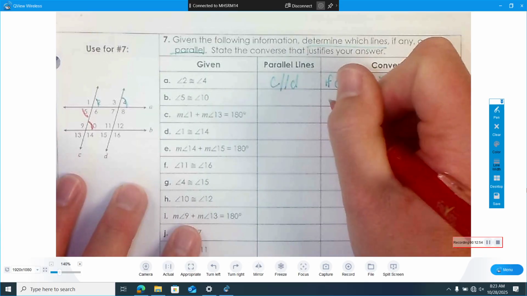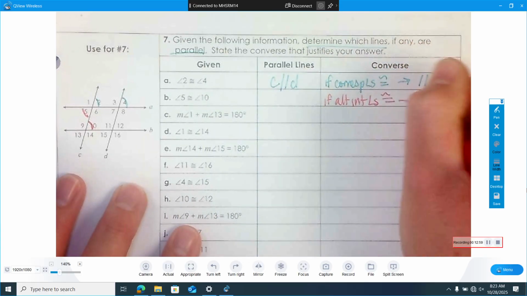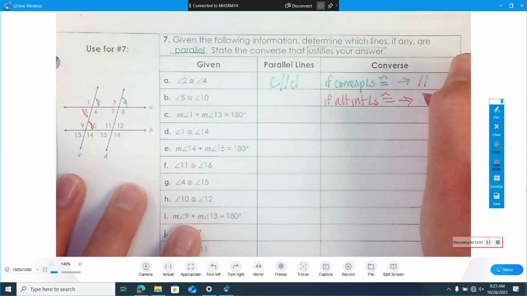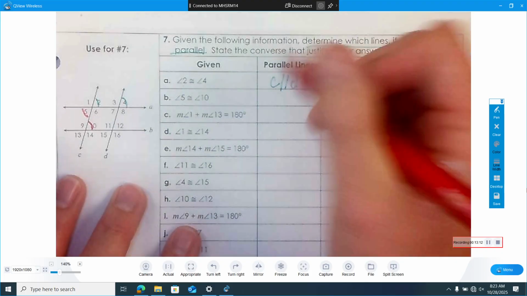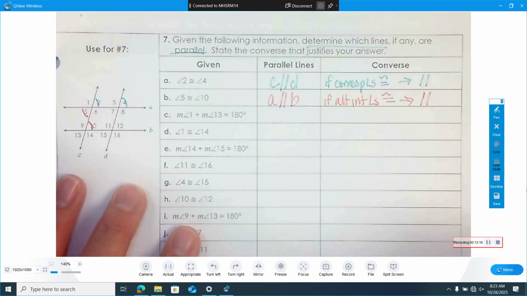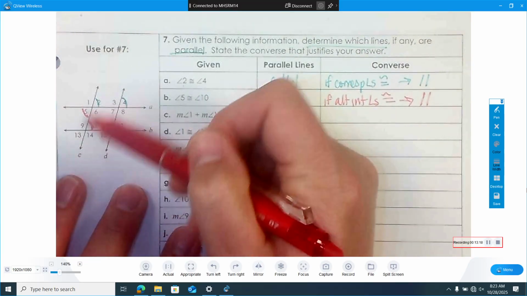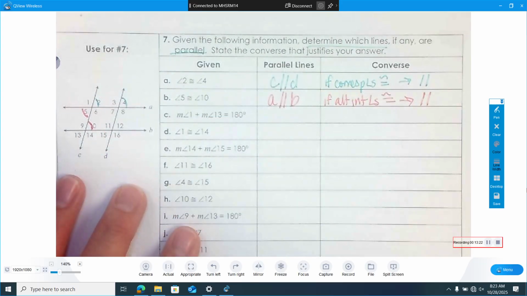All right, what kind of angles are those? Alternate interior. If alternate interior angles are congruent, what do we get? Parallel lines. Which lines? A and B, yes. A is parallel to B. What line is the transversal? C is the transversal. C is the line that's crossing the 2 parallel lines. So C is the transversal. A and B are our parallel lines.